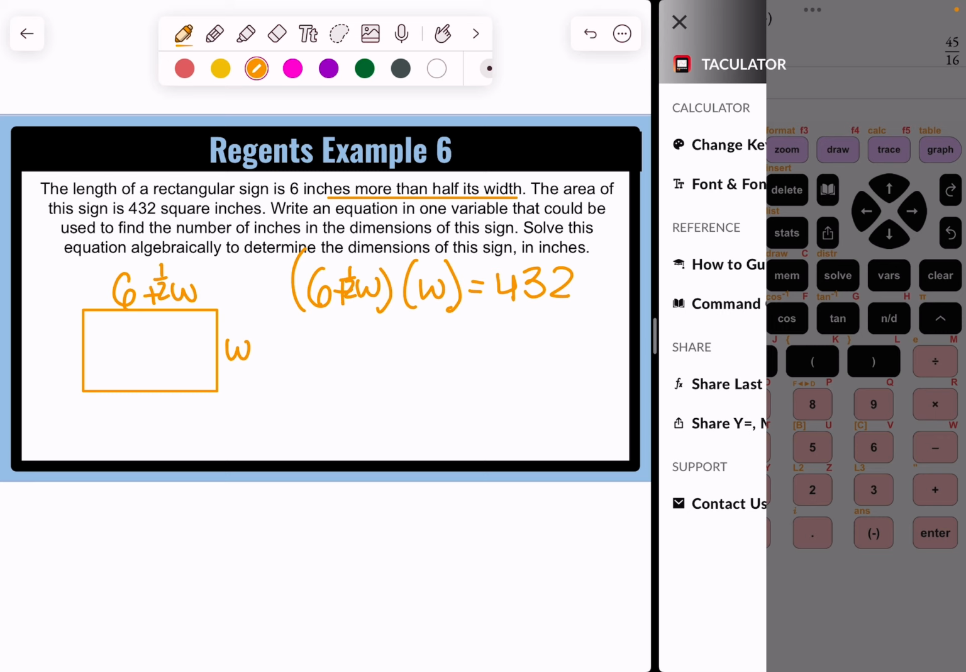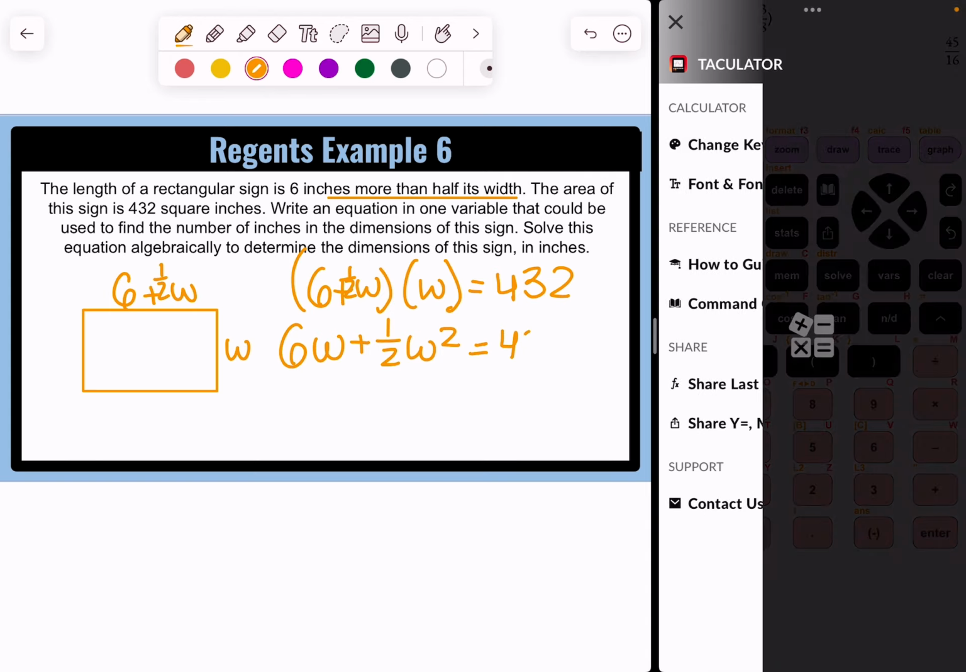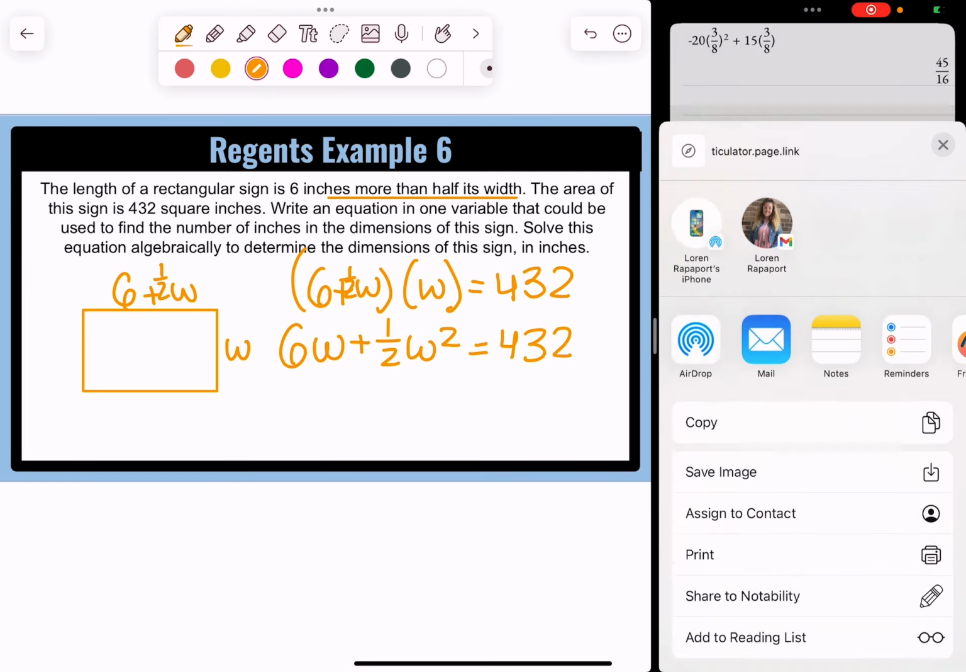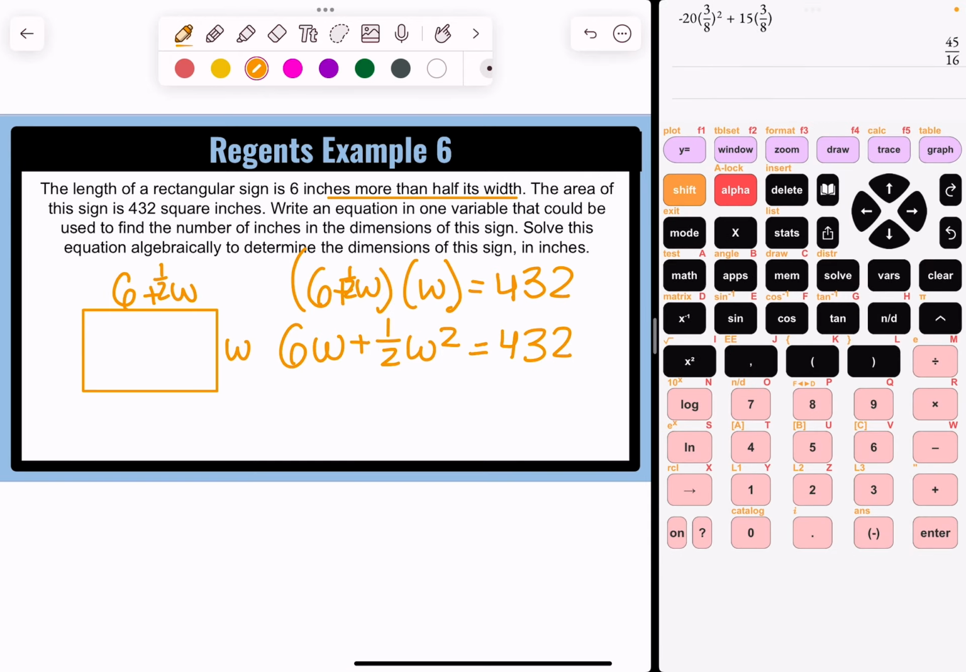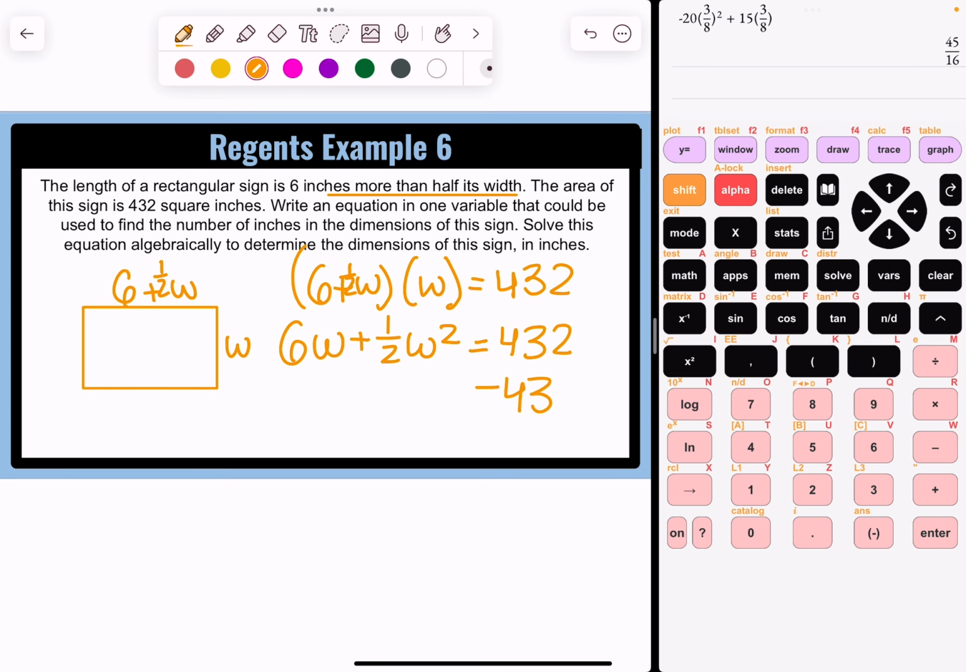Okay. 6 times W is 6W. 1/2 W times W is 1/2 W squared, equals 432. Now let's subtract the 432 and get everything in standard form.